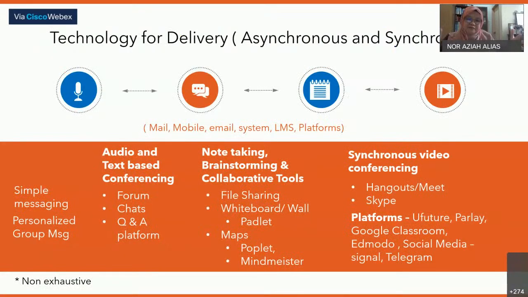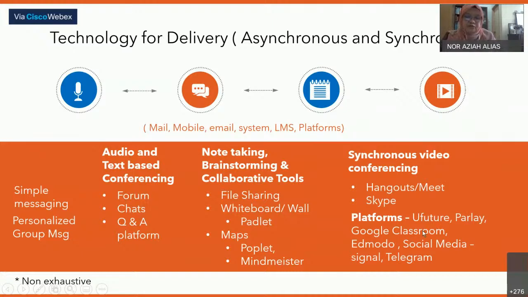Anyway, when we look at delivery, we can start from here, the simplest. We had to do that in UiTM because some of our students do not have internet access at all. So the lecturers were using SMS. I know many lecturers from Sarawak and also from Melaka, in fact, who used the phone just to teach the students, right? And then we can move on, of course, to text-based conferencing, not so heavy, and we can have all the note-taking and brainstorming kind of thing.